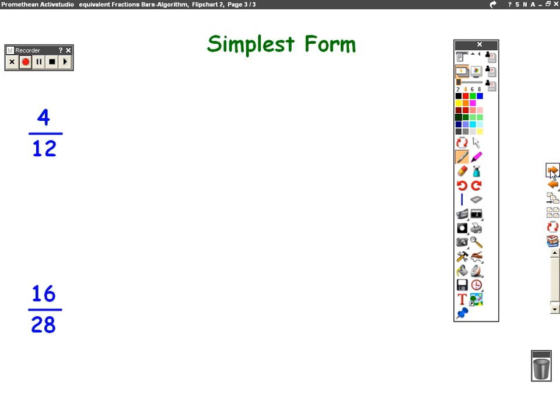Finally, simplest form. What I have to do is find common factors that can divide both my numerator and denominator until the only common factor that is shared is 1. So I have 4/12. I know that they both share a factor of 2. So 4 divided by 2 is 2. 12 divided by 2 is 6.